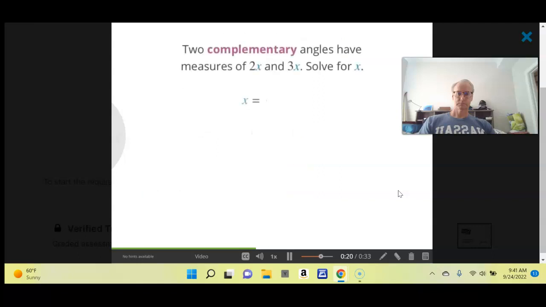Now here's your final challenge. Suppose I tell you that two complementary angles have measures of 2x and 3x. Try using this information to solve for the variable x. If you get stuck, click down here. Think of this as two different angles that add up to 90 degrees.